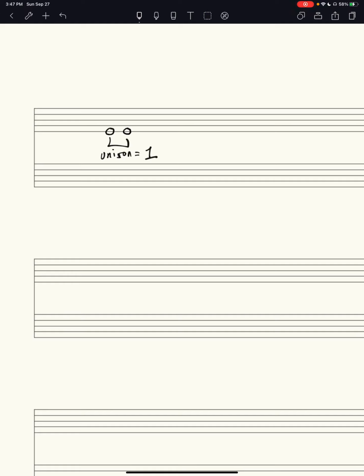Of course, if I go from a line to an adjacent space, either up or down, that's going to be a step. If I go from a line to an adjacent line, that's going to be a skip. If I go from a line to any other line, for example, here on the fourth line, that's going to be a compounded skip. In other words, some multiple of skips, right? Because we're adding them together.